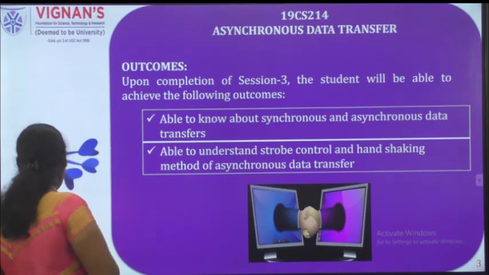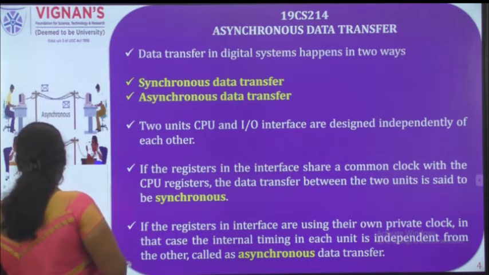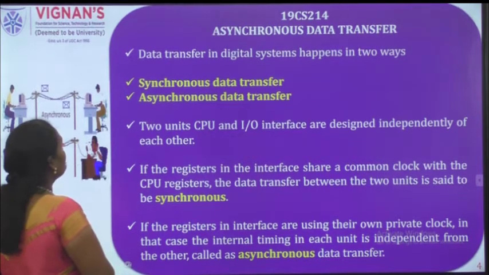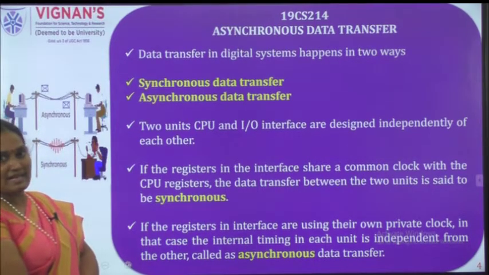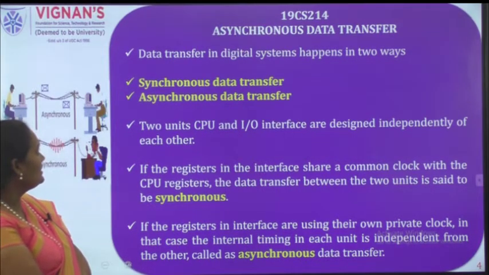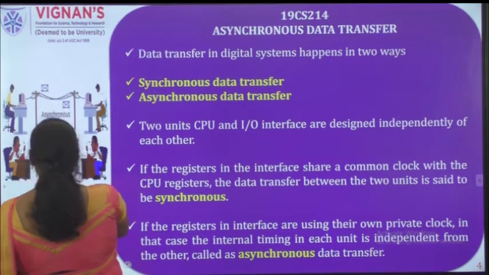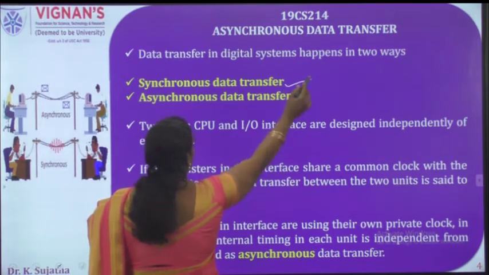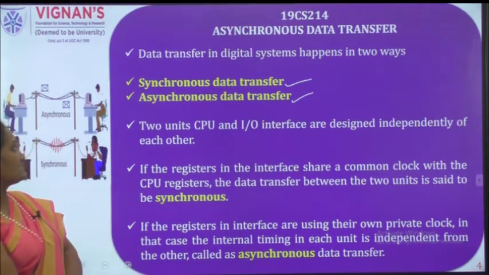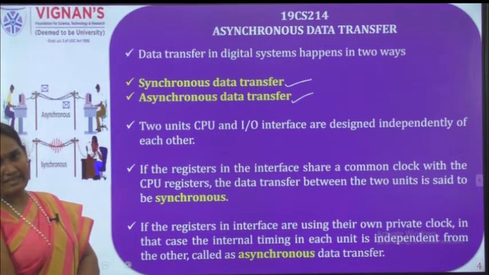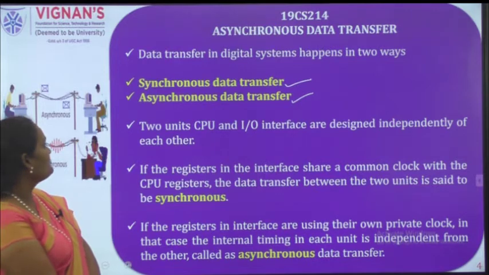asynchronous data transfer. Now, data transfer in digital systems happens in two ways, that is synchronous data transfer and the other one is asynchronous data transfer. So, first one is synchronous data transfer and second one is asynchronous data transfer. What is synchronous data transfer? What is asynchronous data transfer? Those two things that we need to know.